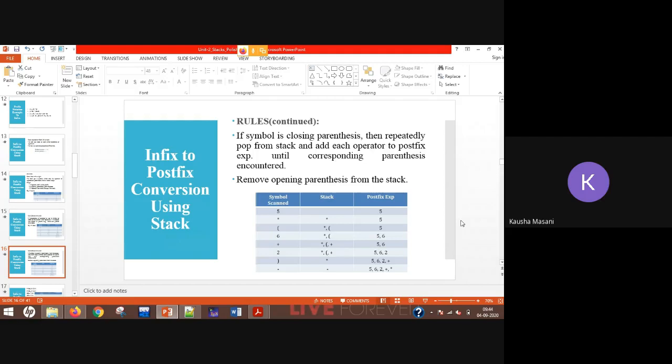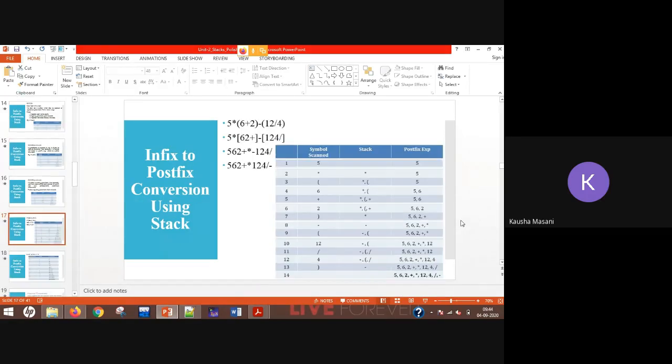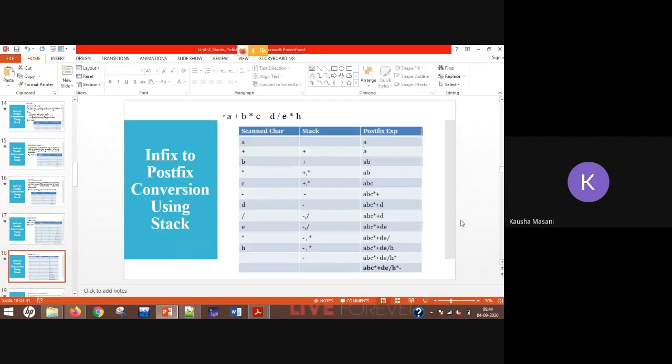And this was the discussed example you can see onto your screen. We had also discussed this particular example, 5 star 6 plus 2, which is in the bracket, minus, inside the bracket 12 divided by 4. We had seen it with the direct method also. We had seen it with this stack method also. And this is your infix to postfix conversion.